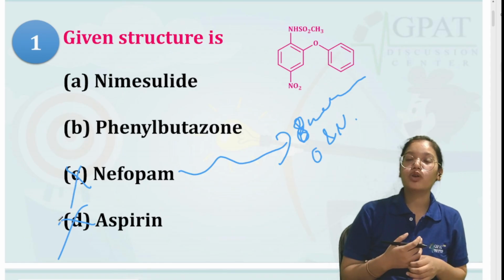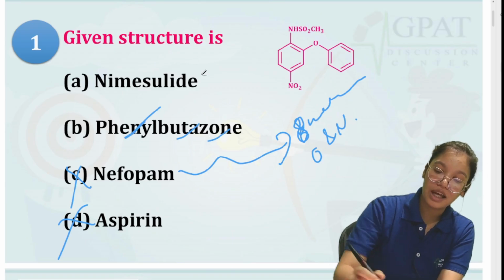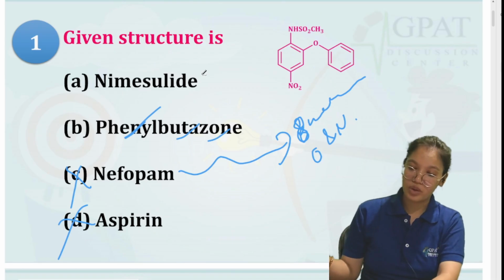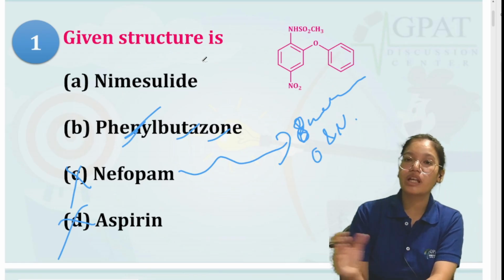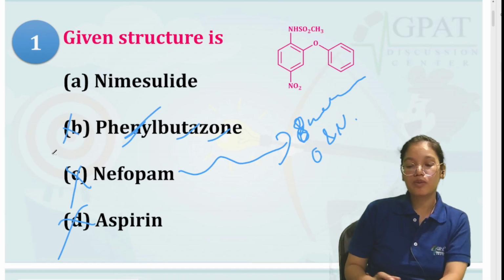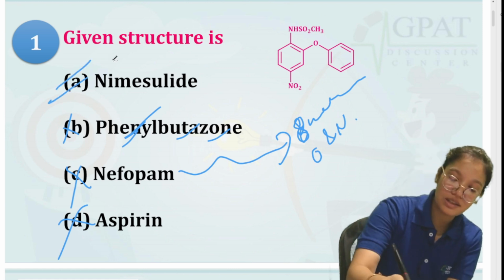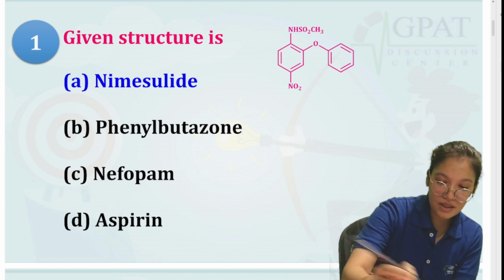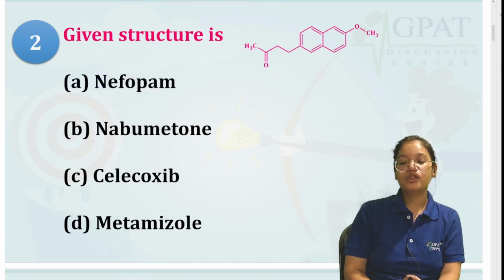So C can also be removed. Then B, phenylbutazone. The name says its structure: phenylbutazone means a phenyl ring, then a butane chain, and a ketone group should be there. We have a phenyl ring, but we do not have a butane chain or the ketone group. So option B can be removed. We are left with nimesulide. So yes, nimesulide is the answer. This structure belongs to nimesulide.